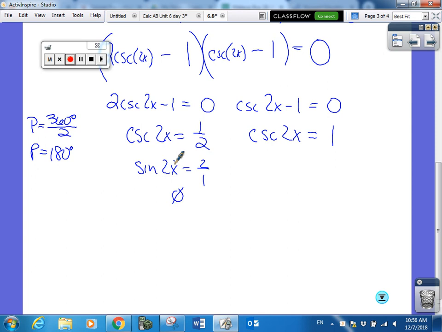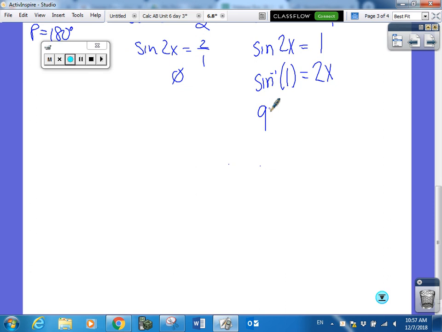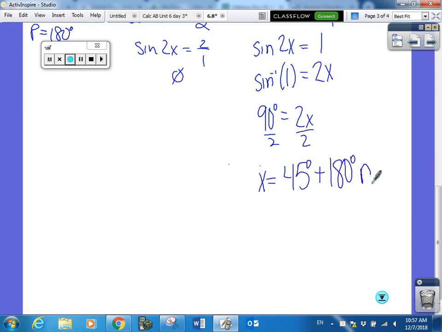So we go over here. Cosecant. I still don't like cosecant, so I'm going to change it to sine. What's the reciprocal of 1? 1. It's the same. So we can say the inverse sine of 1 equals 2x. So where does y equal 1? 90 degrees. 90 degrees equals 2x. Divide by 2. X equals 45 degrees plus the period we already found to be 180.